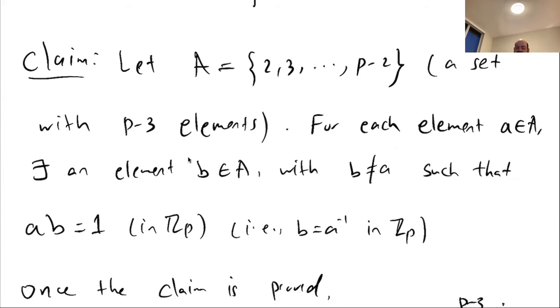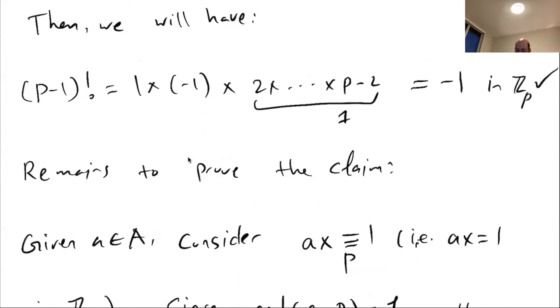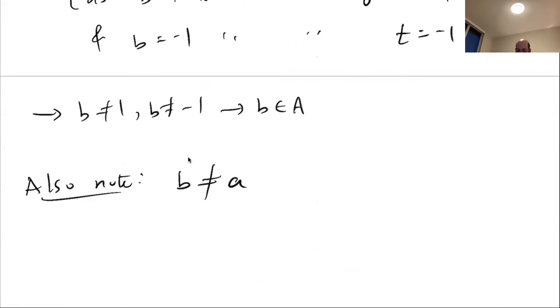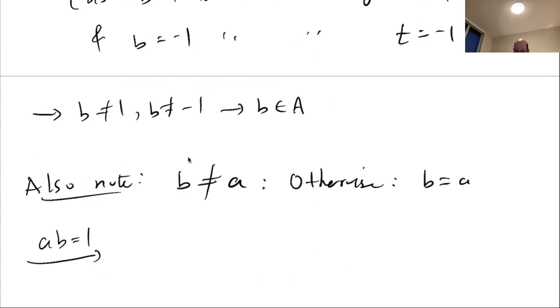Now that inverse, which we are calling B, has to be in A. That one is also proved. Also, that inverse has to be not equal to A. So why are we now proving B is not equal to A? Because otherwise B will be equal to A, right? So AB, we know that AB is equal to 1 in ZP. And if B is equal to A, that means A squared equals 1 in ZP.